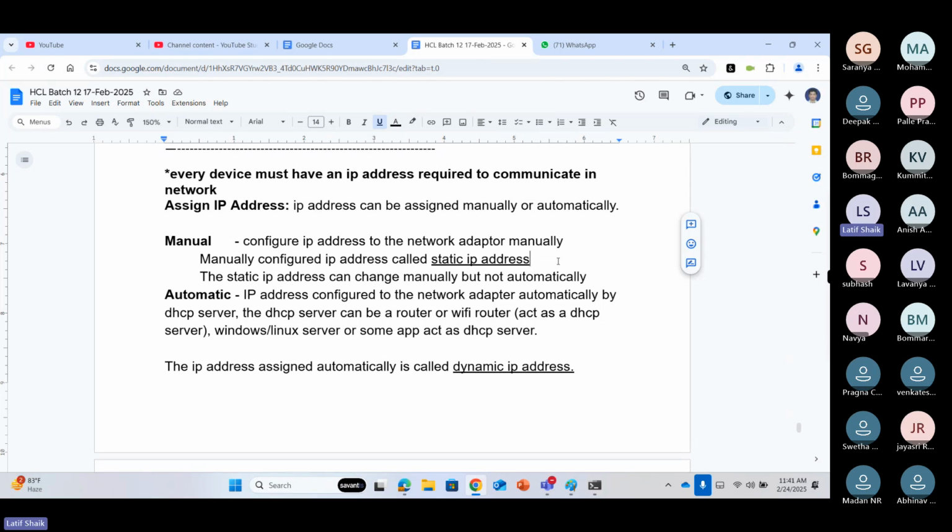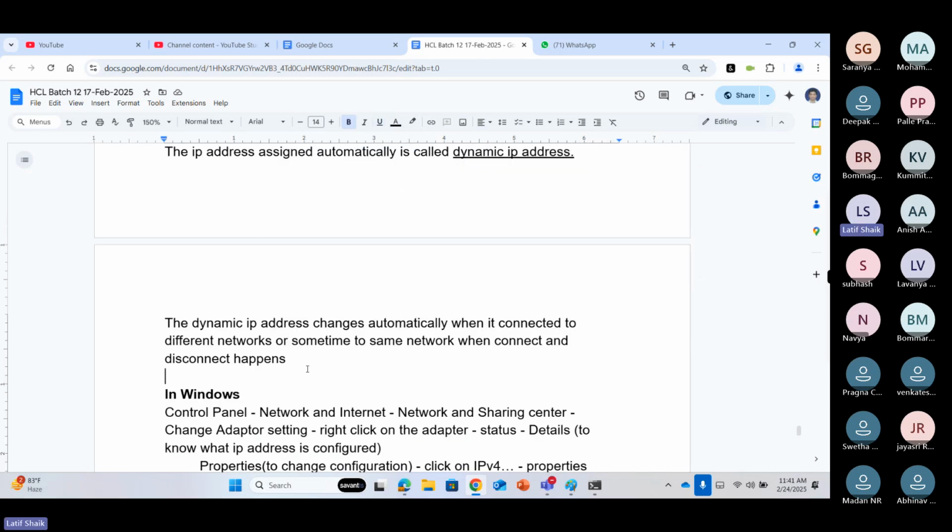I shut down the system here and went to my home. I open my laptop and get an IP address according to my home network, from my home router's DHCP server. The IP address changes automatically. When I change my network, the IP address changes automatically. Automatic means dynamic IP address. Generally, for our regular systems, laptops and desktops, we use dynamic only. Most of our devices are dynamically assigned.